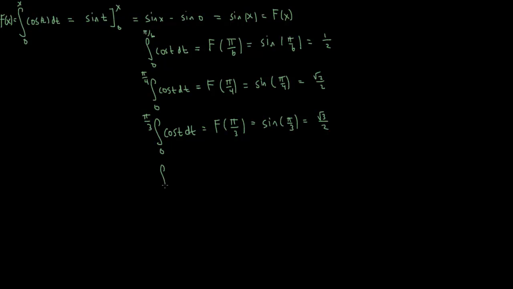If I want to look at the definite integral of cosine of t dt, say from 0 to pi over 2, well, 0 to pi over 2, that's like saying capital F of pi over 2. So that's sine of pi over 2. So what's sine of pi over 2? Well, that's 1. So what's happening here is, think about a picture.